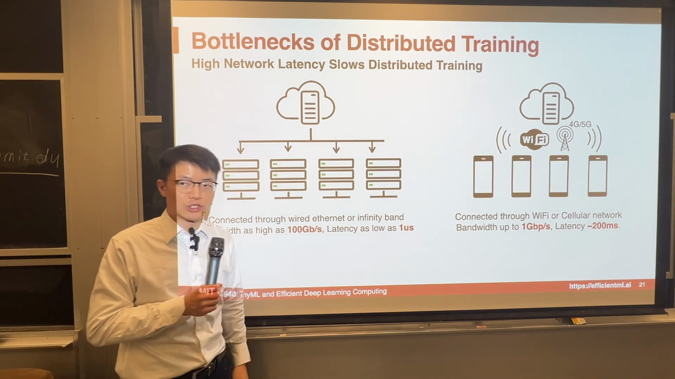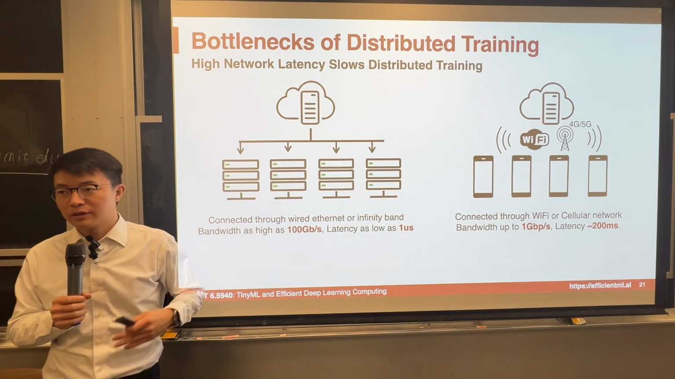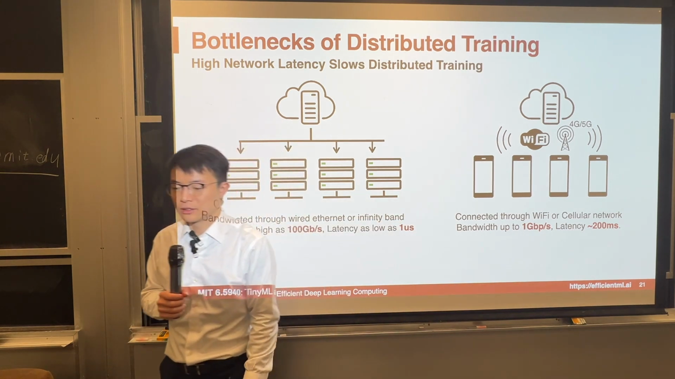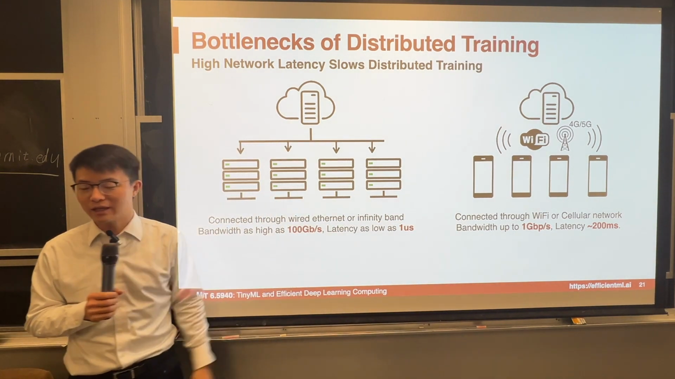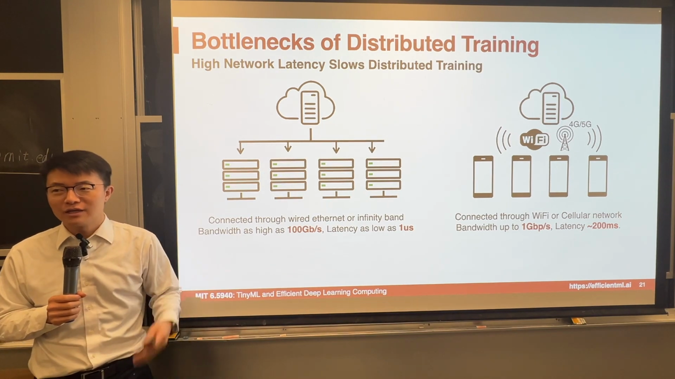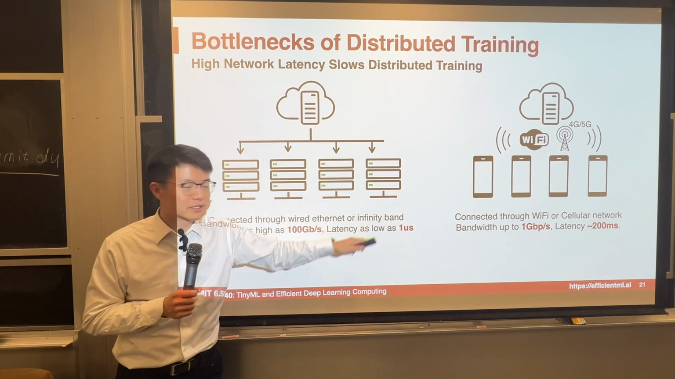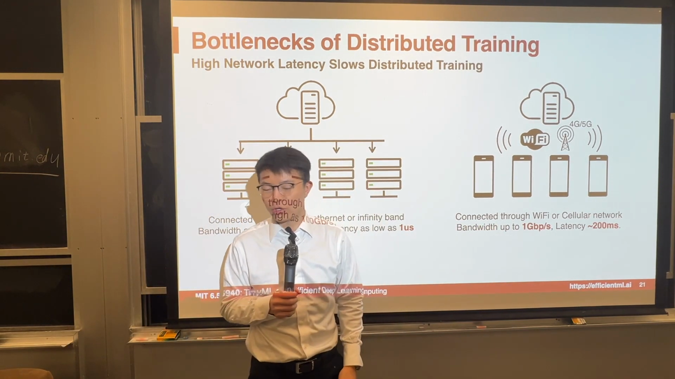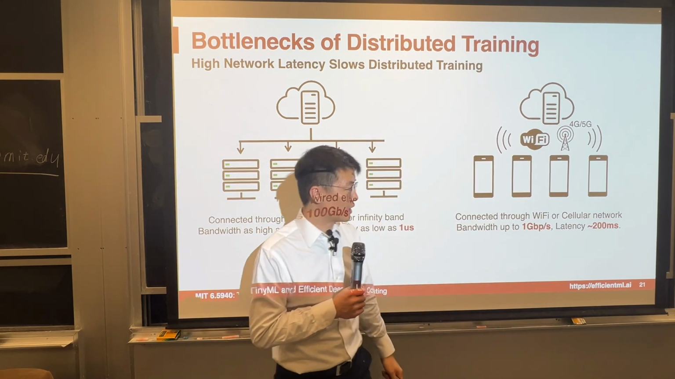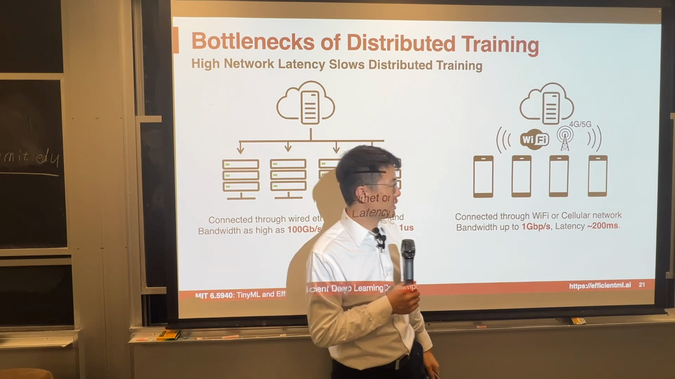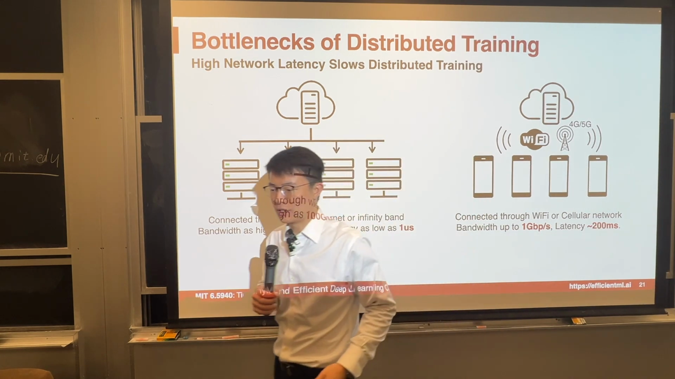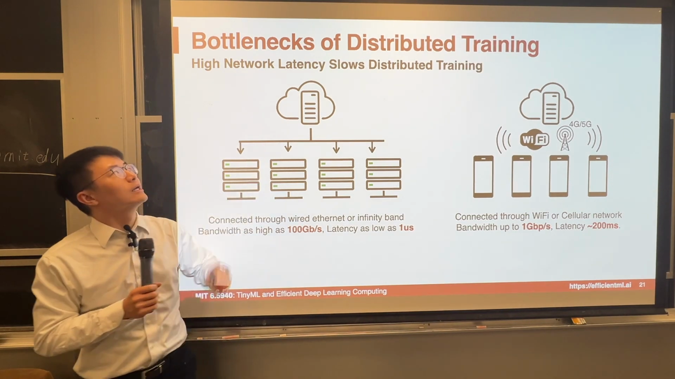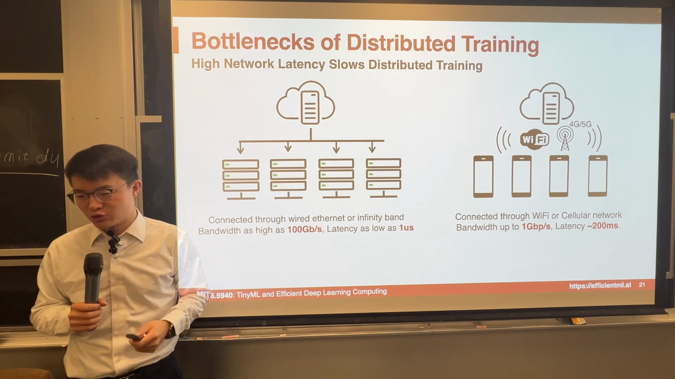Especially when we want to do distributed training not in the data center scenario, but in the Wi-Fi or cellular network, right? In the data center, you can easily get 100 gigabits per second by using InfiniBand, even 400 gigabits per second. Latency can be as low as 1 microsecond. But if you want to do federated learning, or learn through Wi-Fi or cellular network, the bandwidth is about 1 gigabit per second. It keeps improving, and the latency is on the order of 100 milliseconds. So the high network latency will slow down the distributed training.